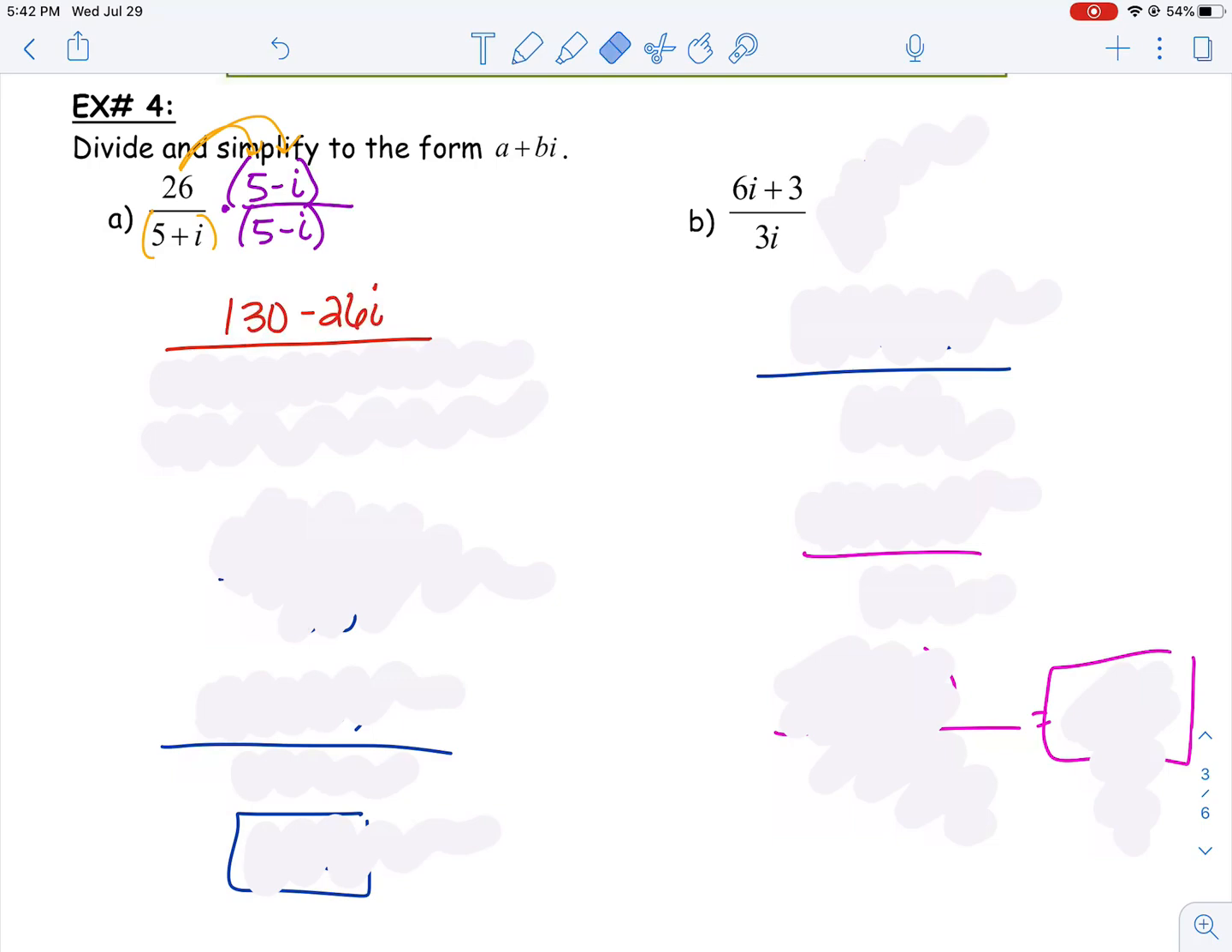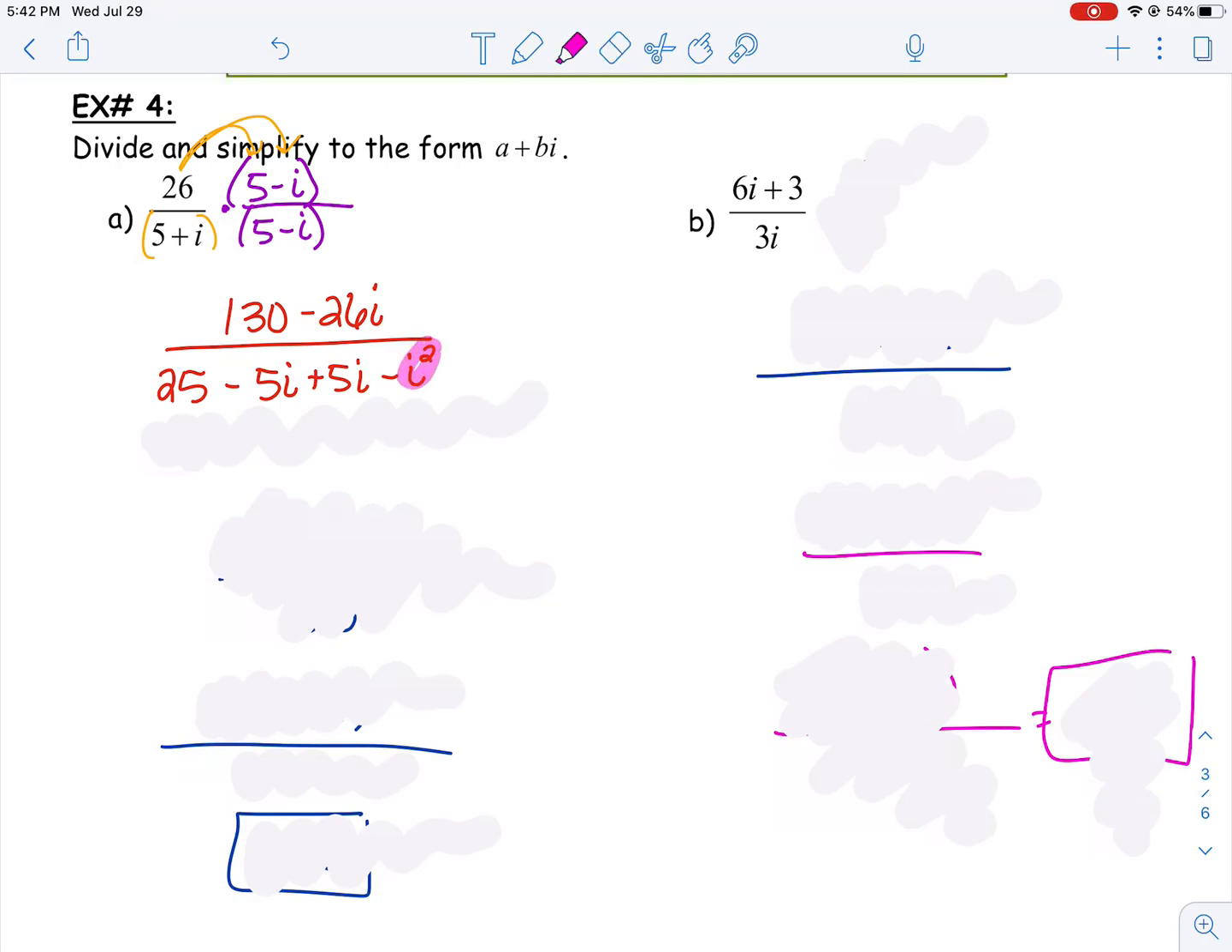26 times 5 is 130. 26 times negative 1i is negative 26i. Now let's FOIL the denominator. 5 times 5 is 25. 5 times negative i is negative 5i. i times 5 is 5i, and i times negative i is negative i squared.